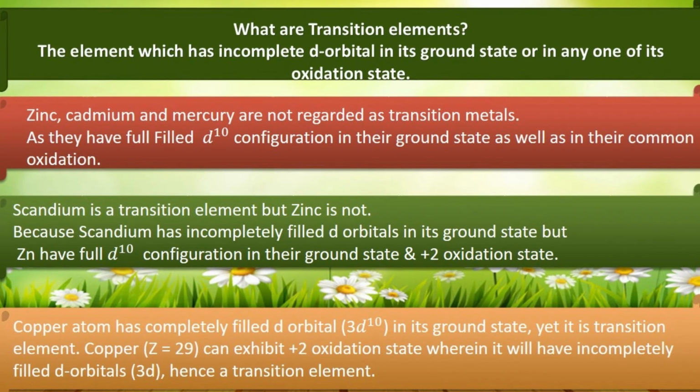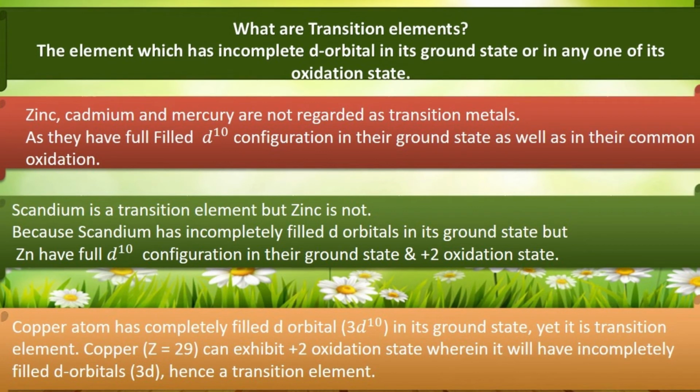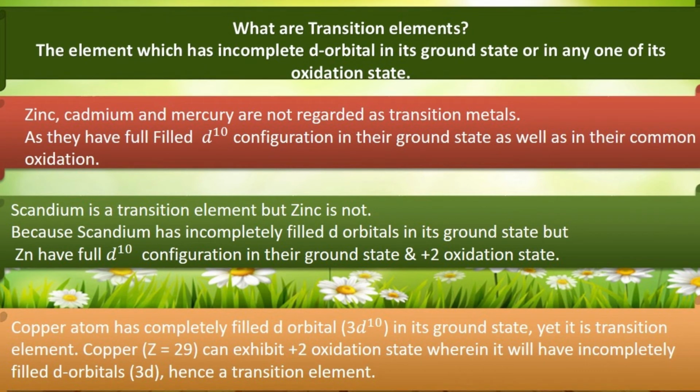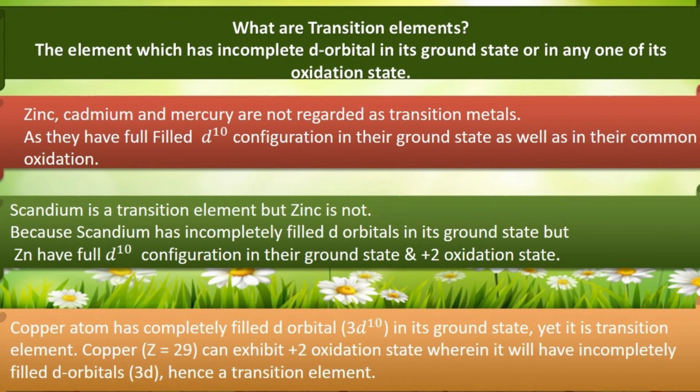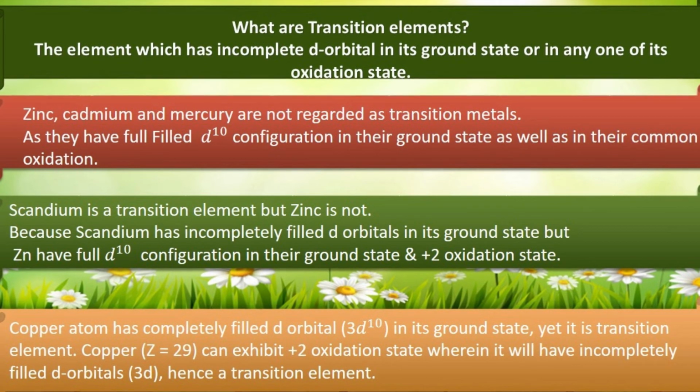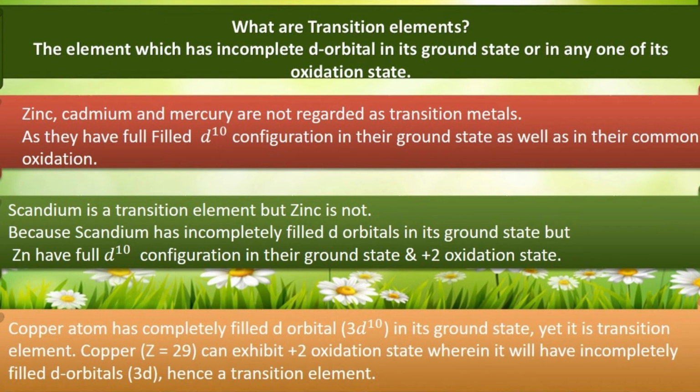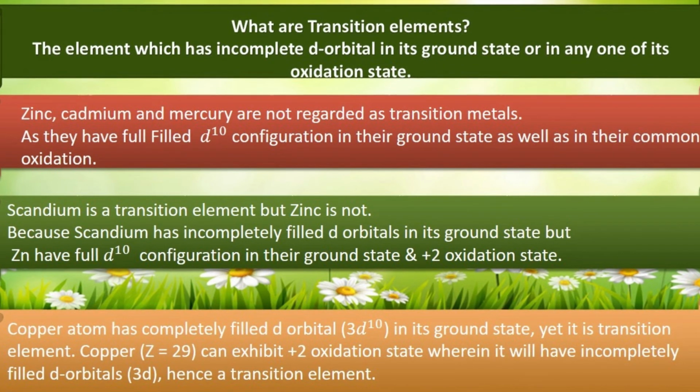The third reasoning question is, why is scandium a transition element whereas zinc is not? This is because scandium has incomplete 3d orbitals in its ground state, whereas zinc has a completely filled 3d orbital in its ground state as well as in its most common oxidation state.